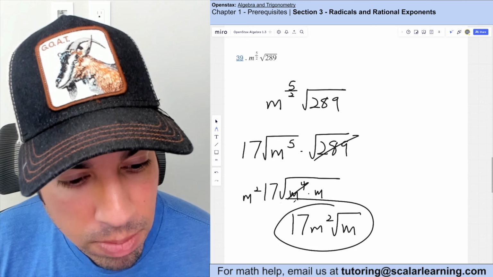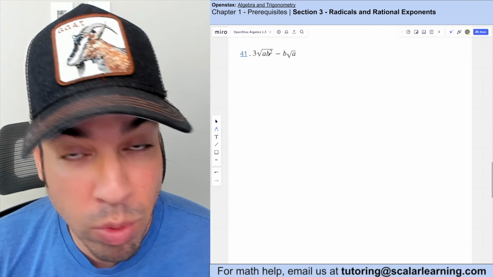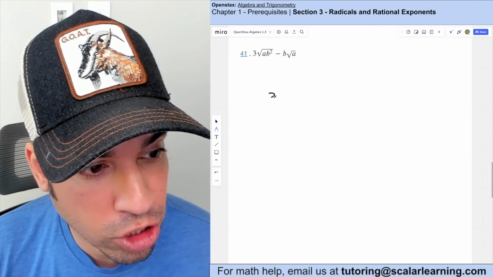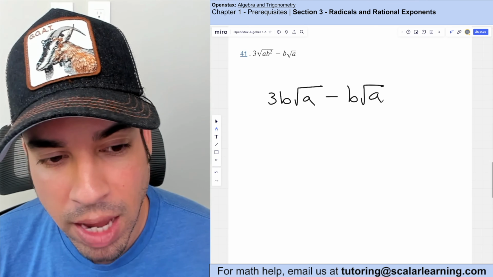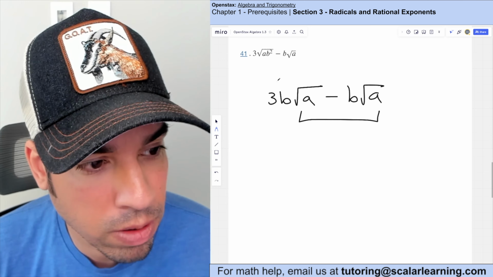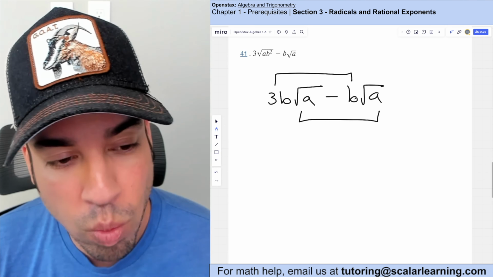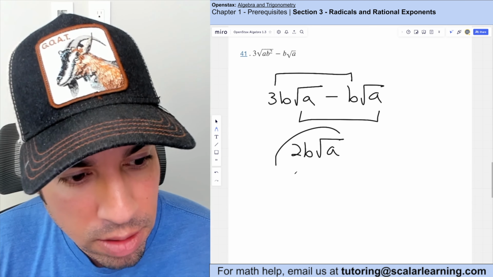square root. Boom, done. In this first expression, we can take out the b squared because b squared is a perfect square. So the square root of b squared is, of course, just b. So now we have 3b times the square root of a minus b times the square root of a. Since they're both the same radicals here, we can subtract these coefficients. So 3b minus 1b is simply 2b square root of a, done.